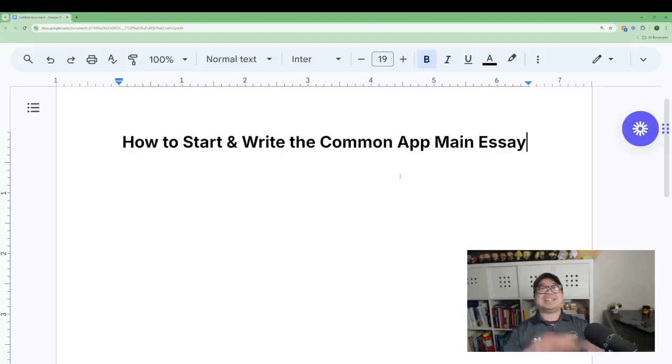But for the thousands of other Ivy Plus, top 20, top 50, top 100 colleges, over 1,000 colleges use the Common App to apply, and there's a main essay, the personal statement. So in this training, we're going to break it down and show you exactly how you should be approaching this and how to start it step by step.